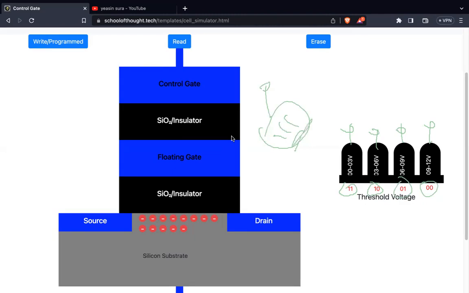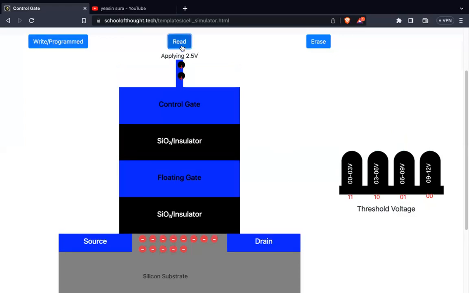I'm going to visualize this so that you can understand better. Okay, so now you will understand how it actually works. Let's start. As you can see, this is a transistor. So I'm going to click on the read button now. If I click on the read button, what happens? A threshold voltage is applied, which is 2.5.